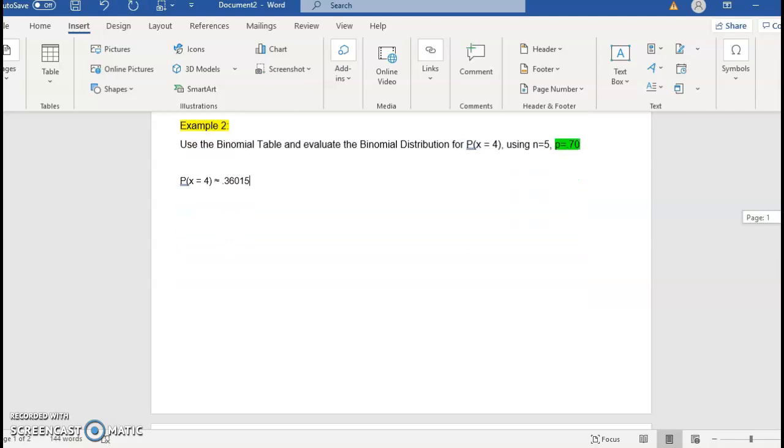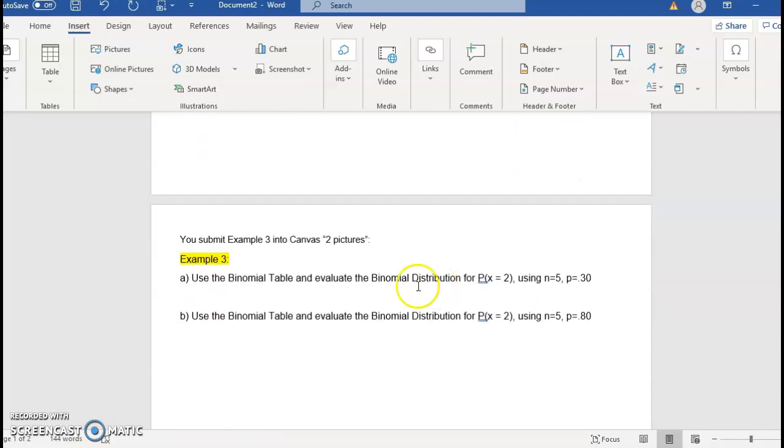Now for this exercise, I want you to take a look at the table, and you're submitting these problems into Canvas, 2 pictures. I would suggest that before you post them into Canvas, your actual solution, post it into the Facebook group so we can take a look at your solution.